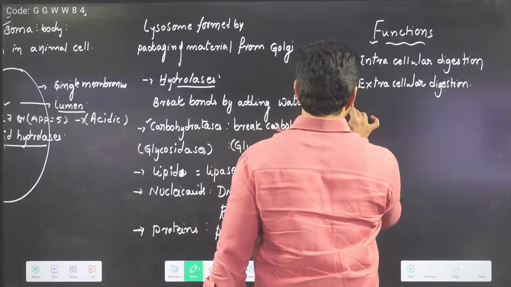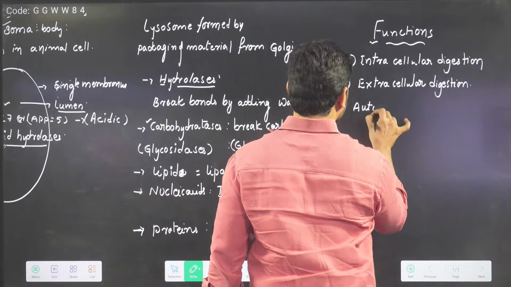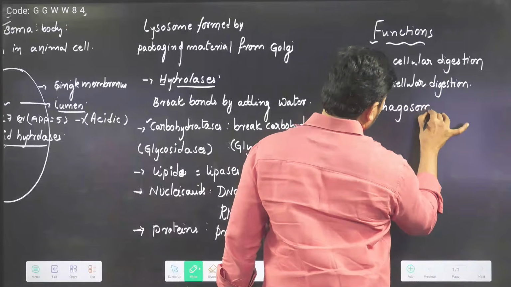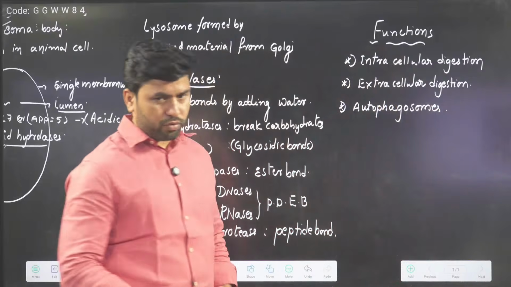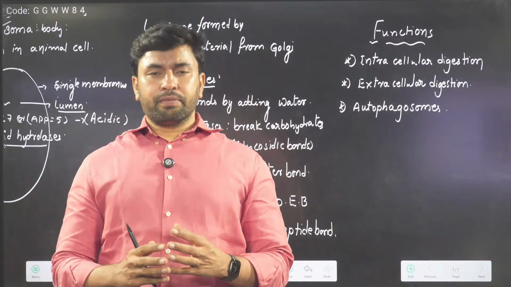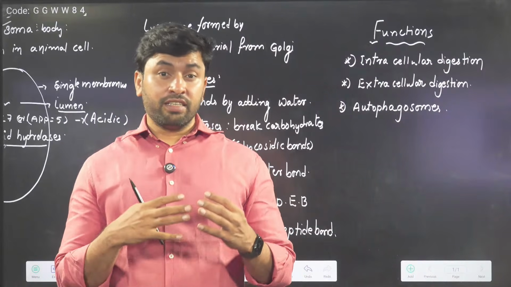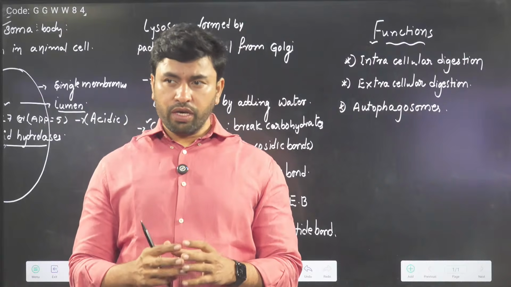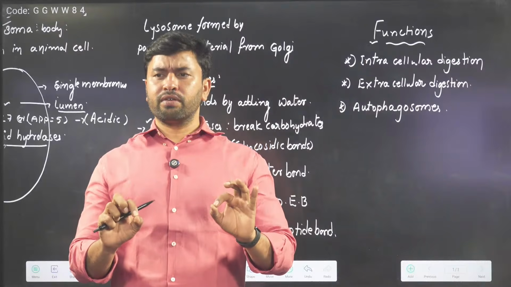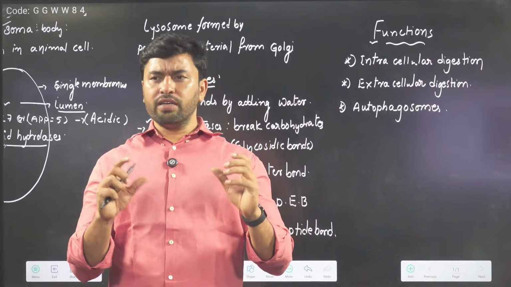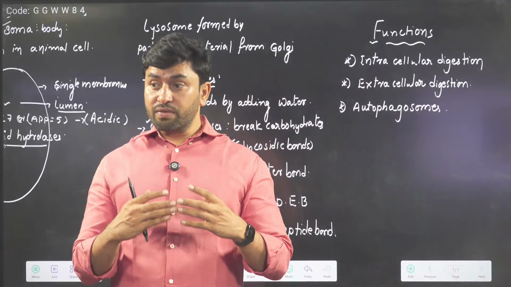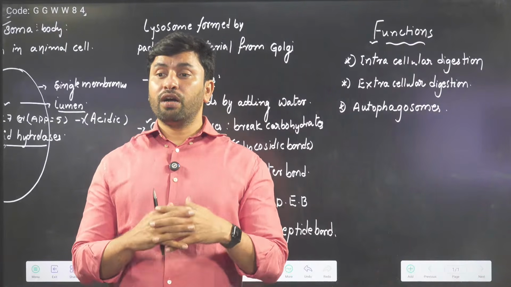Then autophagosomes. Some lysosomes are called autophagosomes. Who are autophagosomes? Simple. In some cases the cell itself eats its own material under severe starvation. If you keep a cell under severe starvation, that cell will eat itself, which means excess or larger cell organelles are gradually eaten, and the cell will make itself survive. That phenomenon is known as autophagy.